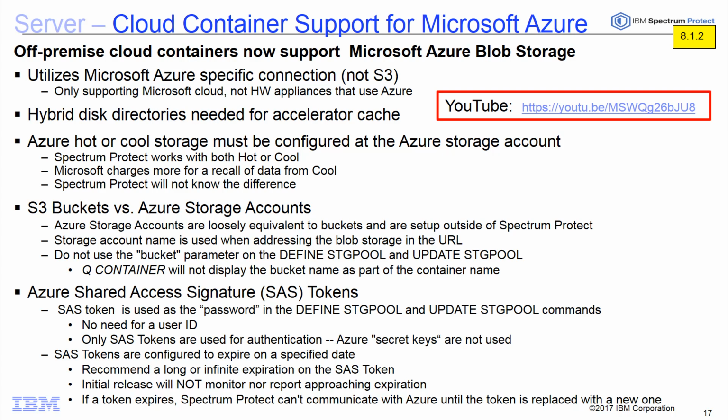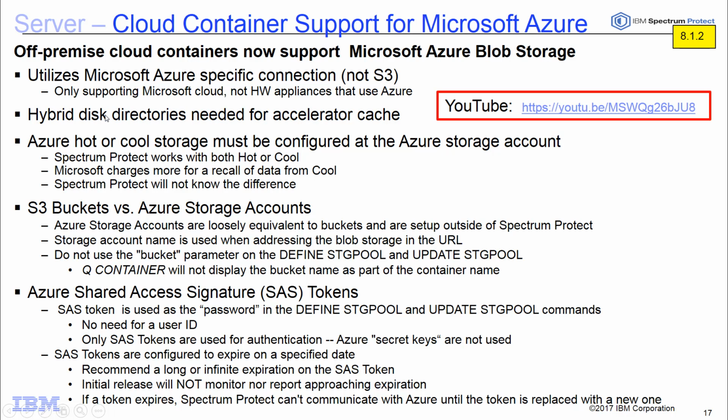Okay, the next feature in Spectrum Protect server is the addition of the cloud container support for Microsoft Azure. This is an off-premise cloud container, and we are supporting the Microsoft Azure blob storage. Microsoft Azure has its own specific connection. It's not S3, and we are going to be able to use the Microsoft Azure specific connections only with the Microsoft Cloud. We're not supporting the hardware appliances that also use the Azure specific connection.